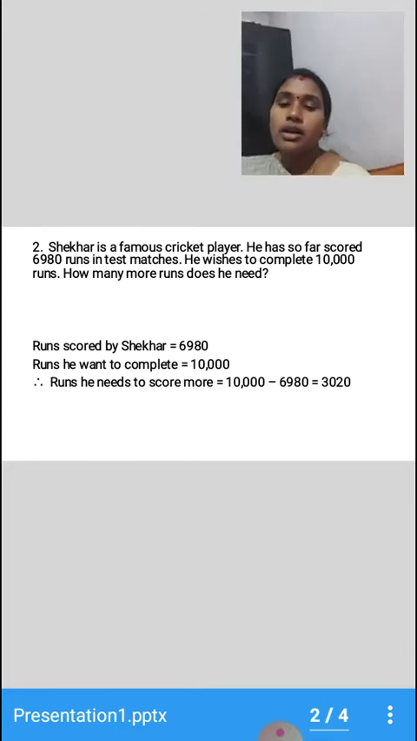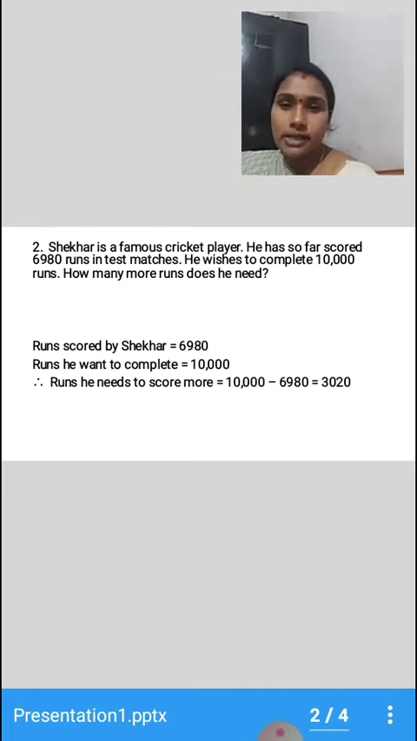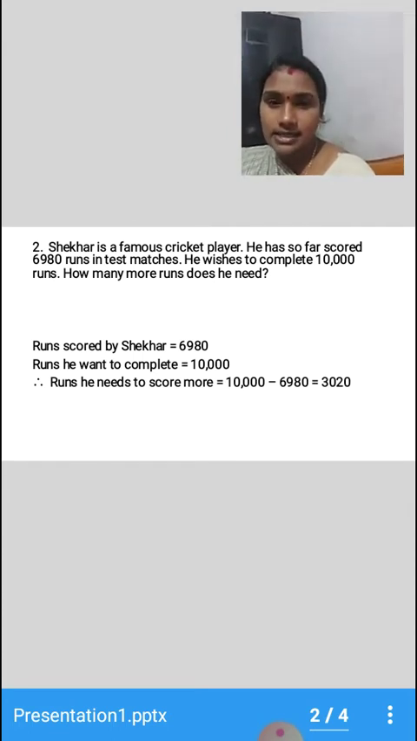So, Shekhar is a famous cricket player. He has so far scored 6,980 runs in test matches. He wishes to complete 10,000 runs. How many more runs does he need? So, Shekhar has already scored 6,980 runs. He wants to complete 10,000 runs. So, they are asking how many runs more he has to get.